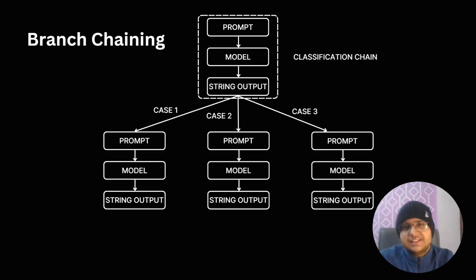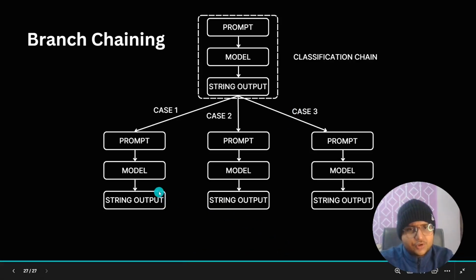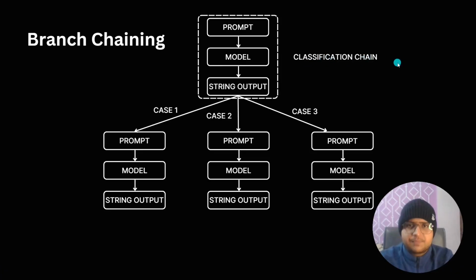Here, as we can see, the diagram is quite similar to parallel chaining, but there are a few changes like case 1, case 2, and case 3. There's no final output linked to all the three chains, and then there's this classification chain. So let's see what happens in this particular situation.